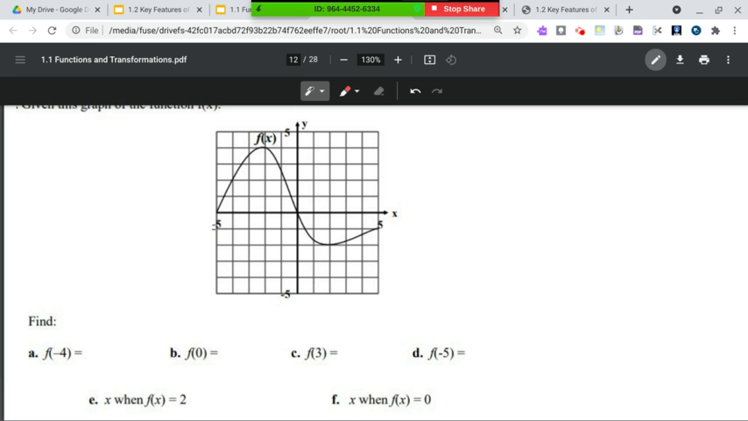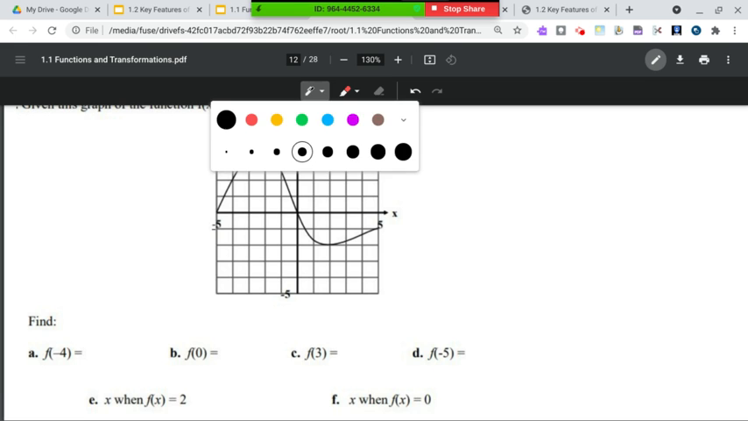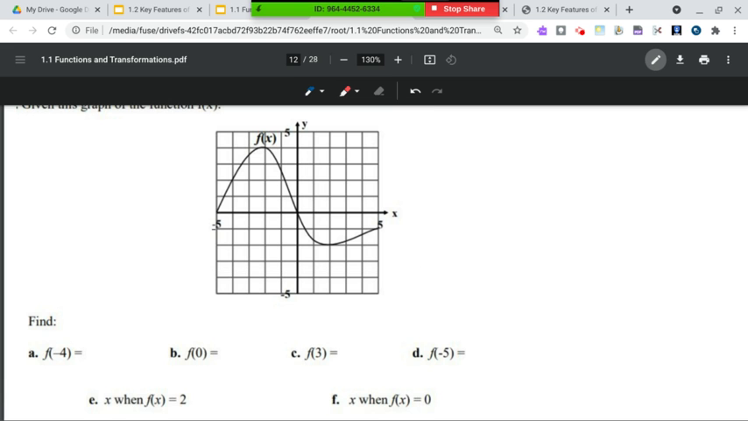So find negative 4 on your x-axis. Find the corresponding y on the f of x function. Is it positive 2? You got it. Good job. Perfect. So positive 2, that's here, right? Negative 4, 2. Excellent. How about 0? Got it. How about 3?